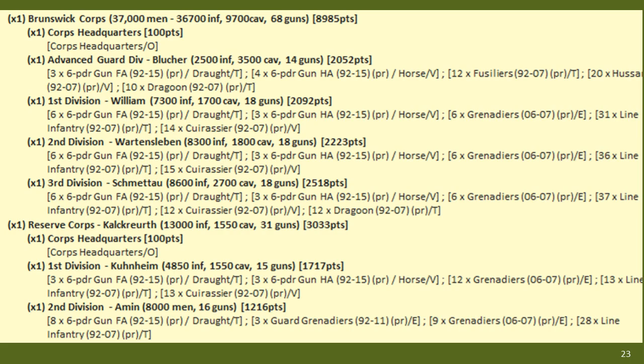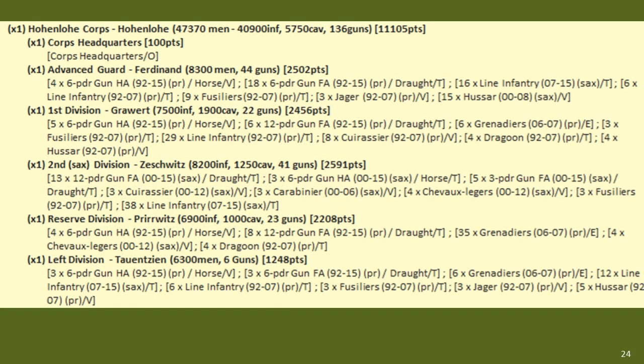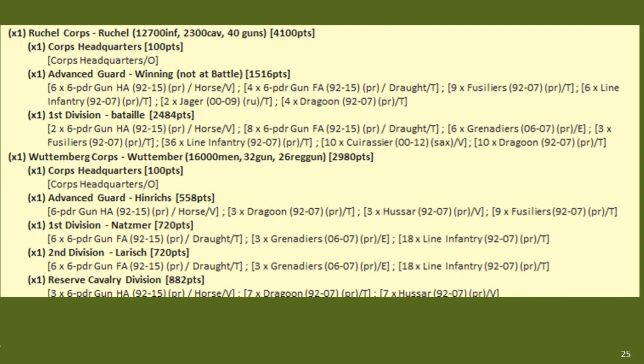Brunswick's corps consisted of an advance guard division and 3 standard divisions. The Reserve Corps consisted of 2 standard divisions. Hohenlohe's corps consisted of an advance guard division, a standard division, a Saxon division, and 2 special divisions, the Reserve and the Left division, which were ad hoc formations that were structured for the battle. Ruchel's corps consisted of an advance guard division and a standard division. Württemberg's corps was not involved in the battle. It consisted of a weak advance guard division, 2 weak infantry divisions, and a reserve cavalry division.